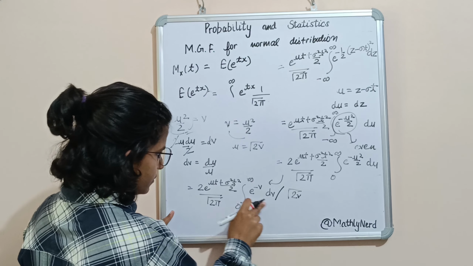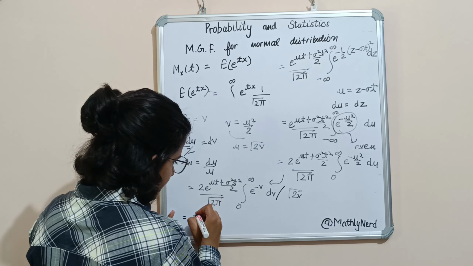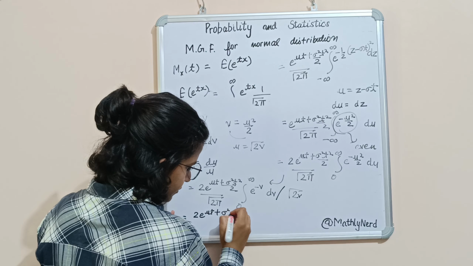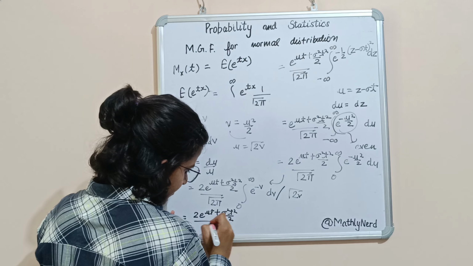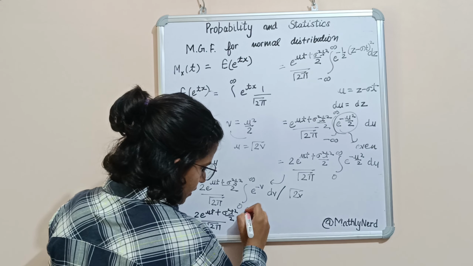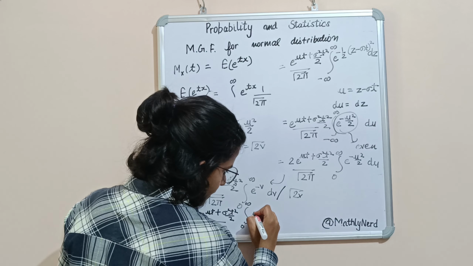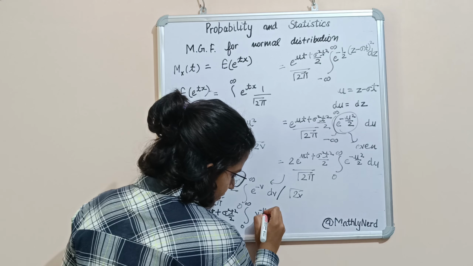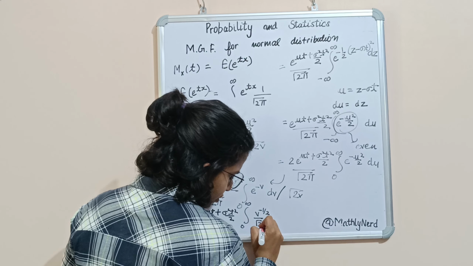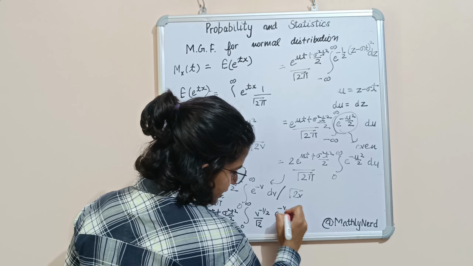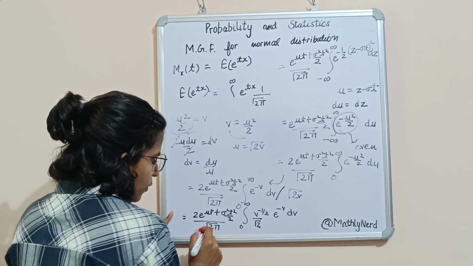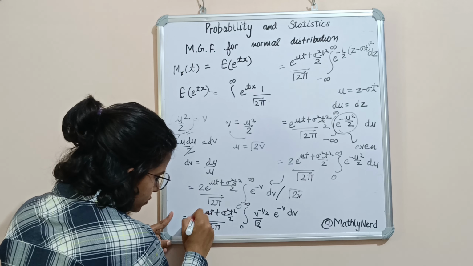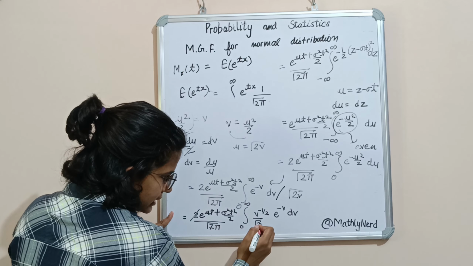Now we can write this as 2 e raised to power mu t plus sigma square t square by 2, divided by root 2 pi, integration 0 to infinity, 1 by root 2 v. Now v raised to power minus 1 by 2, we can write this with under root 2, e raised to power minus v dv. Now root 2 gets divided by 2, so this will be cancelled out, and this will be cancelled out.